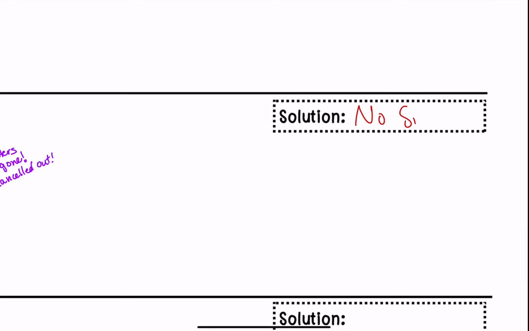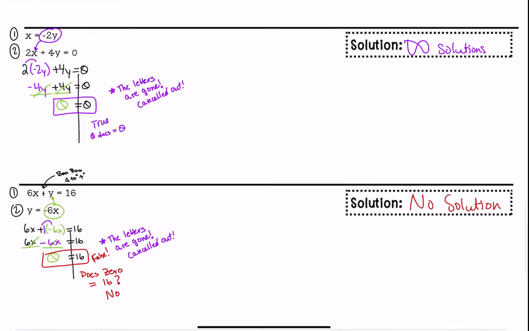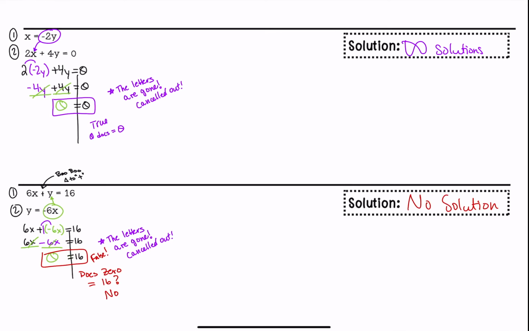If so, that means this is a no solution. Okay, so looking at these two, infinite solutions and no solutions, the letters have to cancel out, okay? Then you have to figure out, is what you're left with a true thing or a false thing? If it's a true thing, infinite solutions. If it's a false thing, no solution, okay? Next.